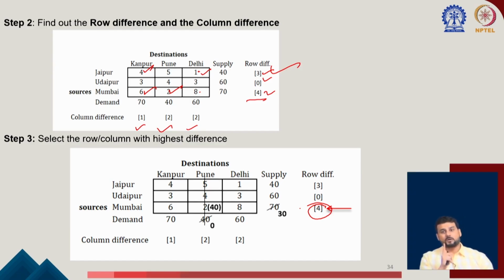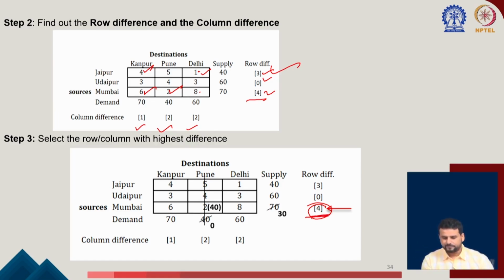Then if the minimum cost cell is also the same for 2 rows, let us say, then you break the tie again by finding out where you can allocate the maximum. If the maximum also ties, say you can allocate a maximum of 10 in both cells, then you can arbitrarily pick any of the cells and do the allocation. So I have told you 3 steps for how you can break the tie, but here there is no tie.